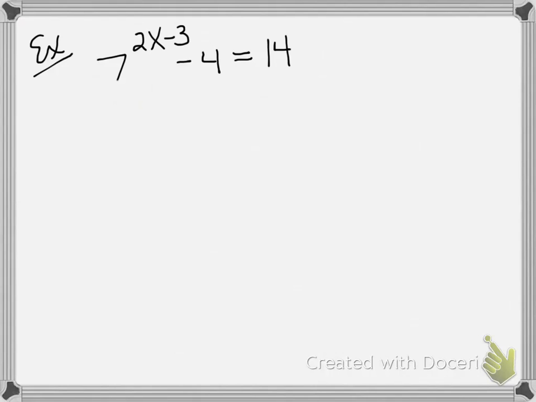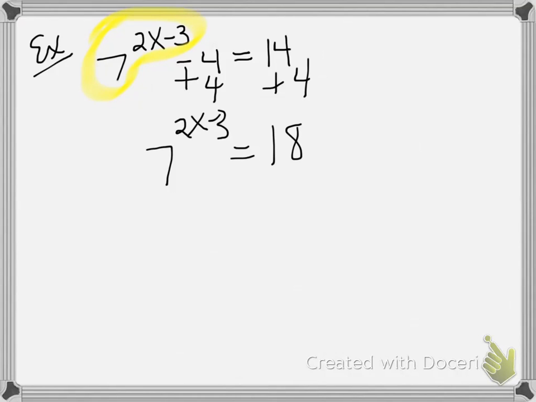Okay, for this next example, again, we need to have the base and exponent part by itself. So I have to get rid of this -4 first. So I'm going to add 4 to both sides, which gives me 7 to the 2x minus 3 equals 18. Excuse me, I have to erase that for a minute. Didn't write it very well.